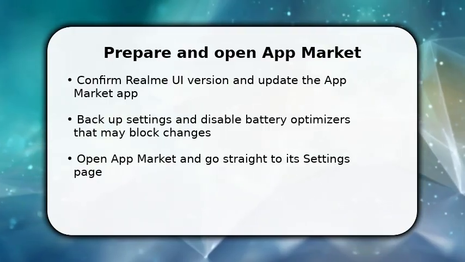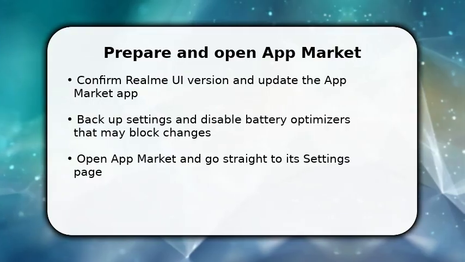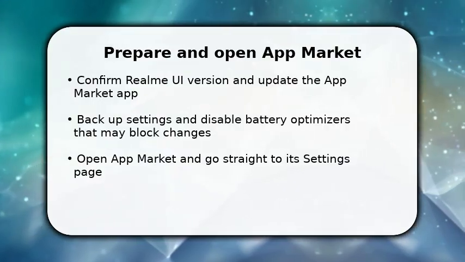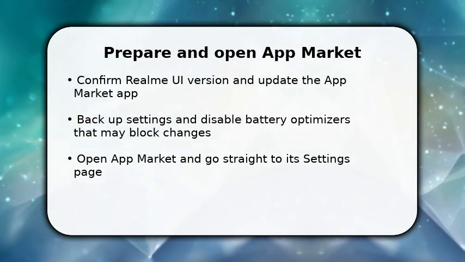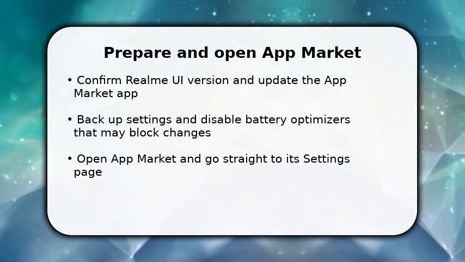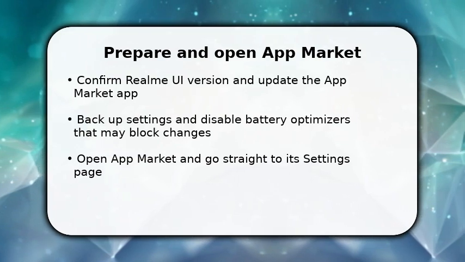Now open the App Market and navigate to its settings page. You're going straight to where Ad Controls live, so don't wander into unrelated menus. This sets up a clean environment for the next precise changes.